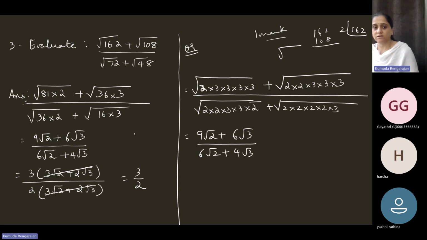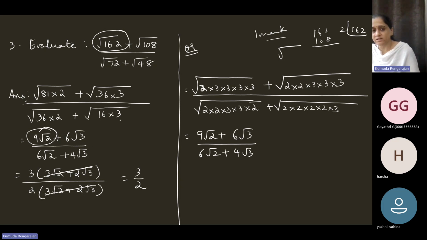When you do that, you are able to express, see, this is called a pure surd. Square root of 162 is called a pure surd. And 9 root 2 is the mixed surd. You need to express square root of 162 as 9 root 2. If a pure surd can be expressed as a mixed surd, you should do that. You can write it as a mixed surd using the prime factors of 162. So you should do it.